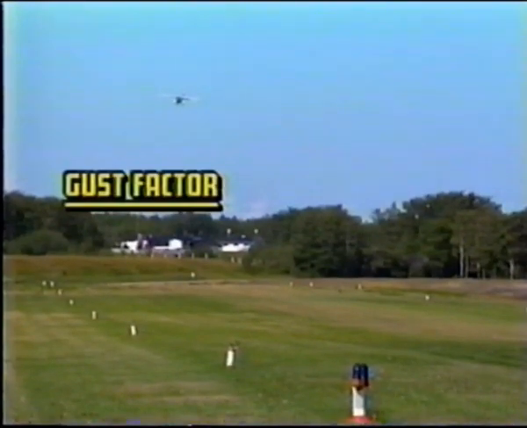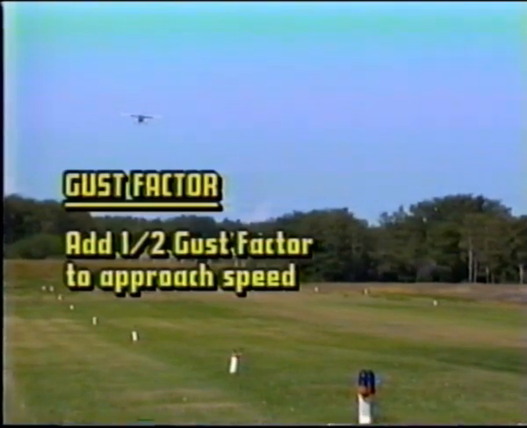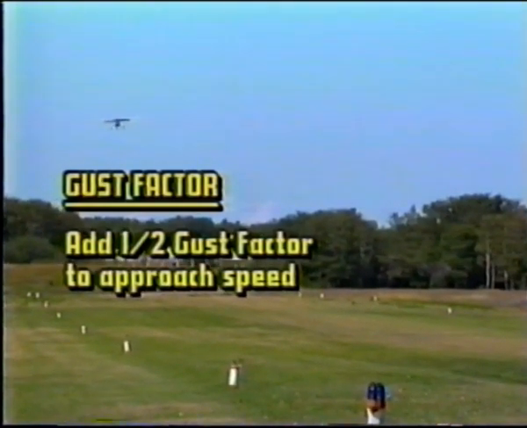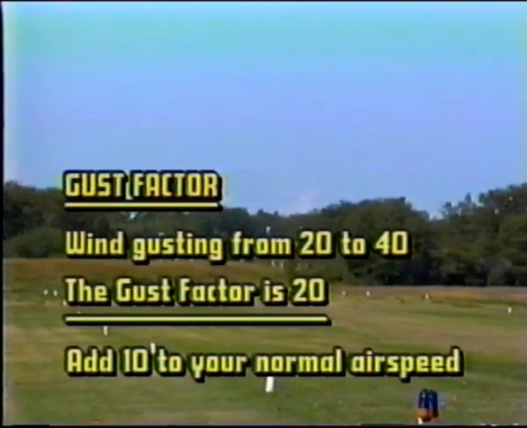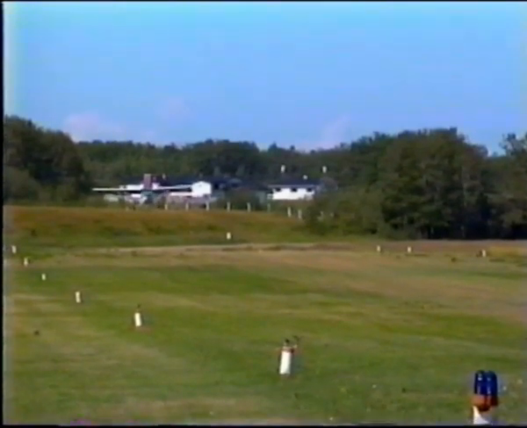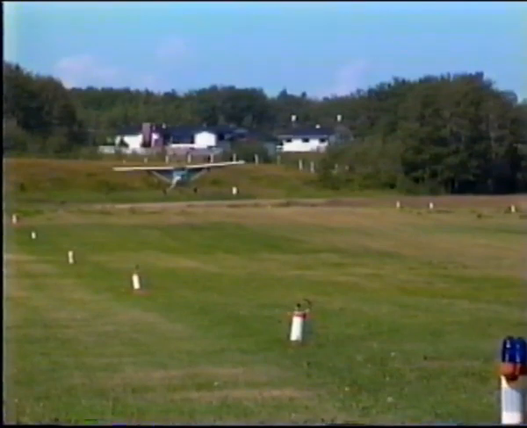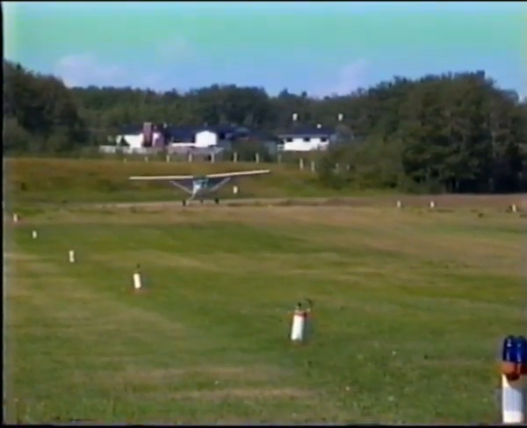The need for a lower approach speed lessens when winds are strong. In gusty conditions, you should add an amount equal to half the gust factor to your approach speed. For example, if the wind gusts from 20 to 40, the gust factor is 20. That means you should add 10 to your normal approach speed to allow for gusts. Your altitude above the threshold will vary according to the height of obstructions in your approach path. Using power for this type of approach gives you a more accurate control of descent.